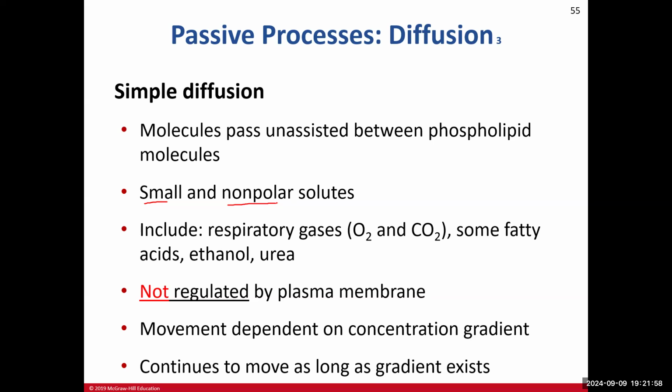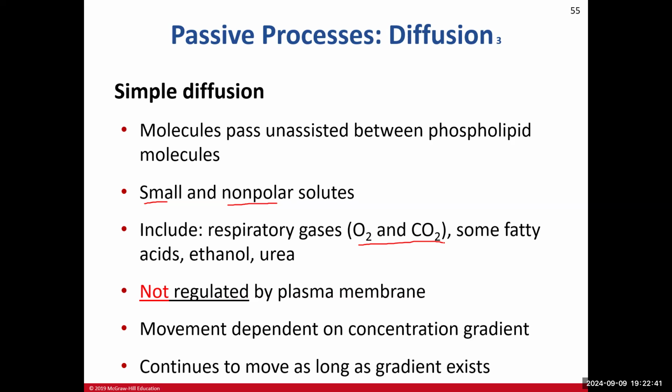This is good for certain things. It's great for our respiratory gases. Oxygen and carbon dioxide, they don't need help getting across the plasma membrane. They can go right through the plasma membrane. But what dictates which direction they go in is determined by their concentration gradient. So for example, if there's a lot of oxygen outside the cell and very little oxygen inside the cell, where does oxygen want to go? Inside the cell, makes sense. According to diffusion, it wants to go from an area of high concentration to low concentration. So oxygen wants to go from outside the cell to inside the cell.